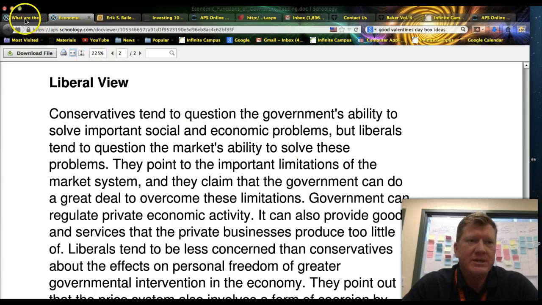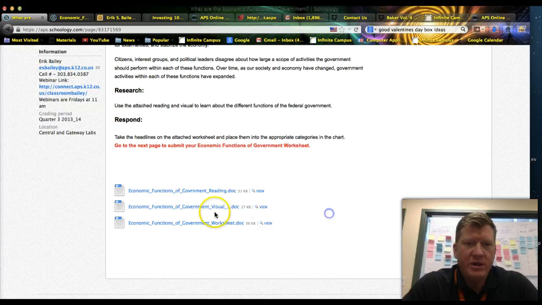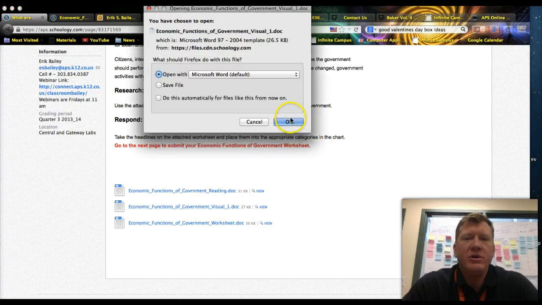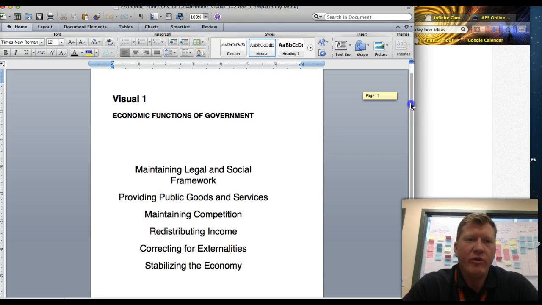Okay. The next thing, after you do the reading, is there's a visual. It's basically an overhead that shows you the different functions of government: maintaining a legal and social framework, providing public goods and services. This is like taking care of roads and providing unemployment insurance and welfare, things like that. Maintaining competition. This is to make sure that other countries don't underprice things, so we charge tariffs and things like that, and making sure that items from China don't come in that are super cheap and run American businesses out of business.